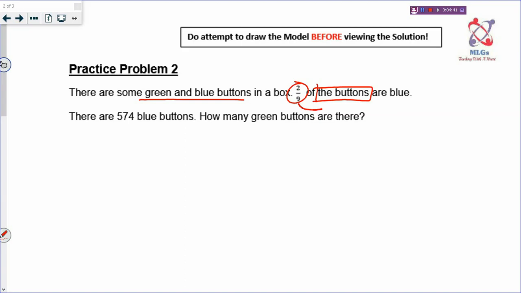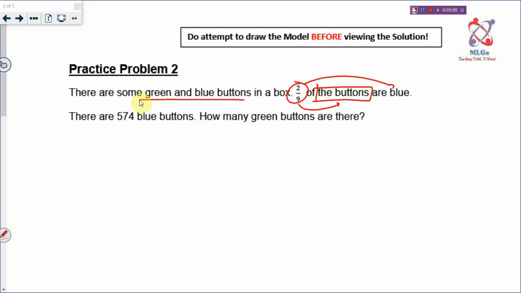Now, the buttons have altogether 9 boxes, and 2 boxes are blue. You can also say that 2/9 represents the blue buttons. You're right. But because you want to draw a model, you also need to know what the fraction refers to generally. It refers to the buttons.